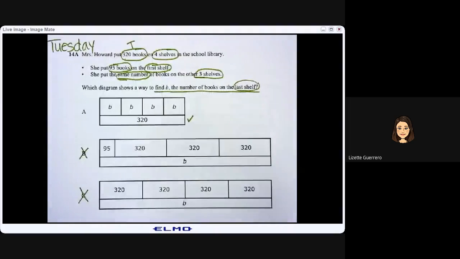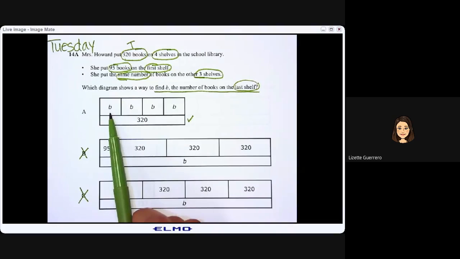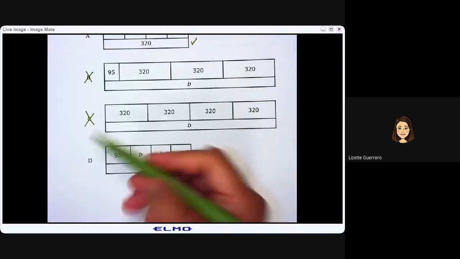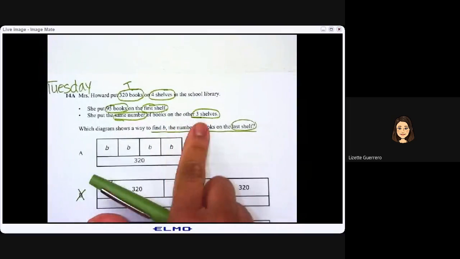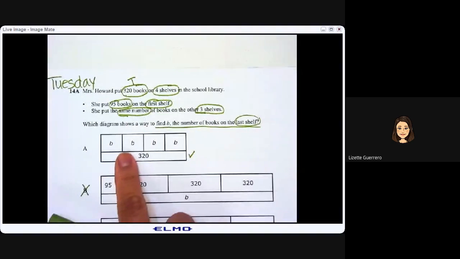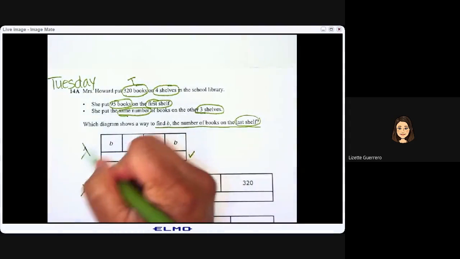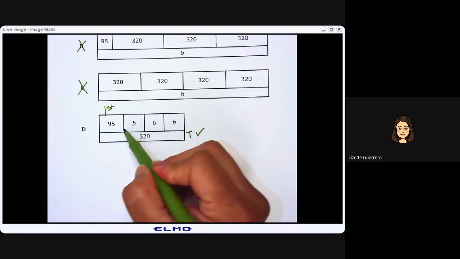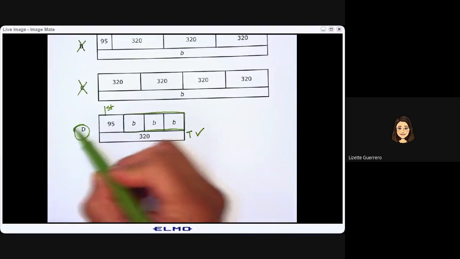So then we know that she put 95 books on the first shelf. Well, this is not showing me that she put 95 books on the first shelf. This one is. This is the first shelf, and then it says she put the same number of books on 3 shelves. Well, this one is showing me that she put the same number of books on 4 shelves. So A is out. Let's see this one. This one is showing me that she put the same number on 3 shelves. So D is your answer.